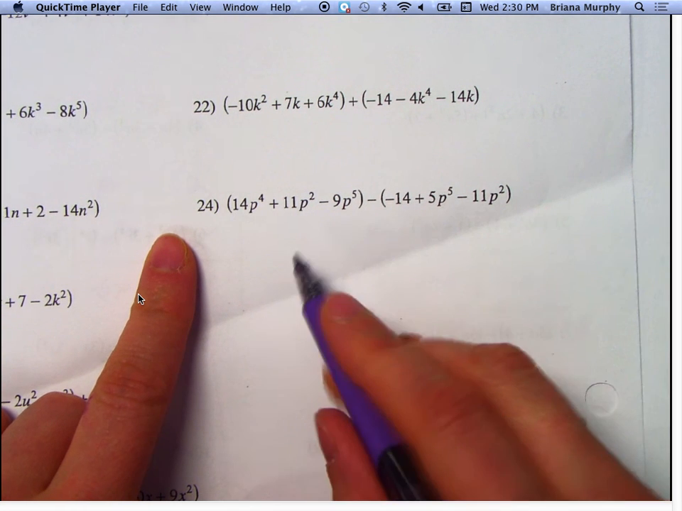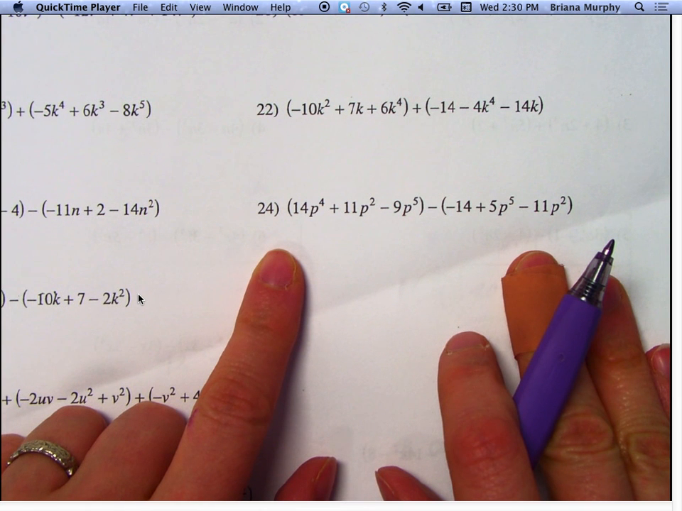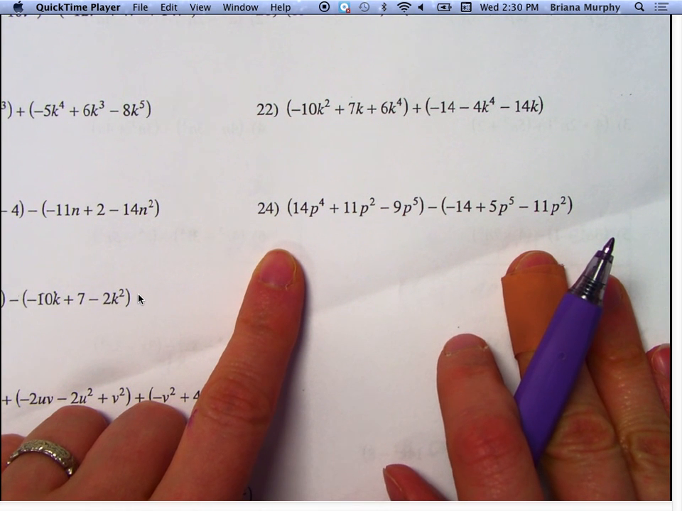Wait, if there's subtraction in the middle, then you switch all the signs to the right? Yes, you can. Yep. So the addition becomes a subtraction.